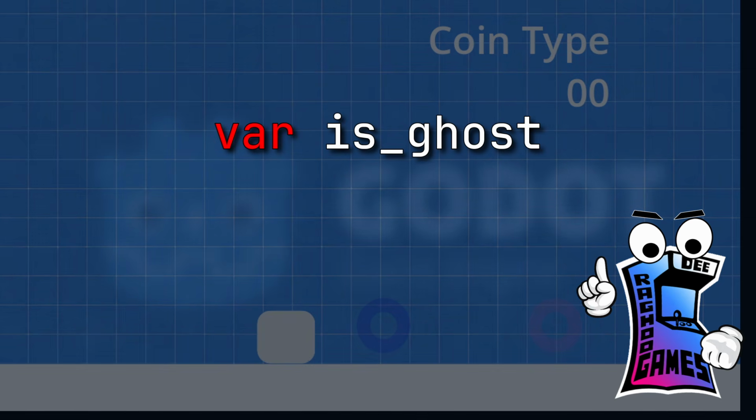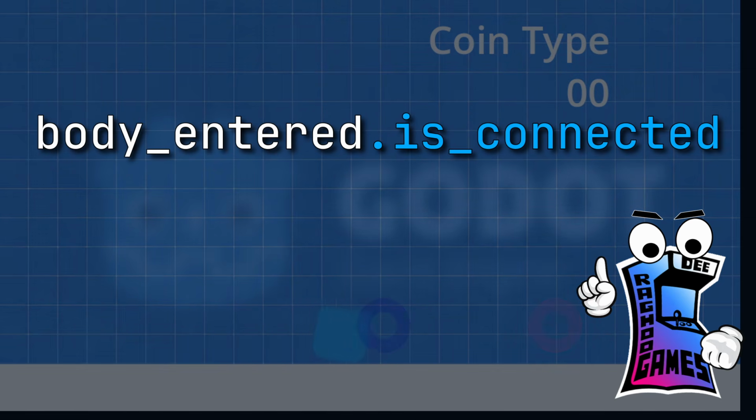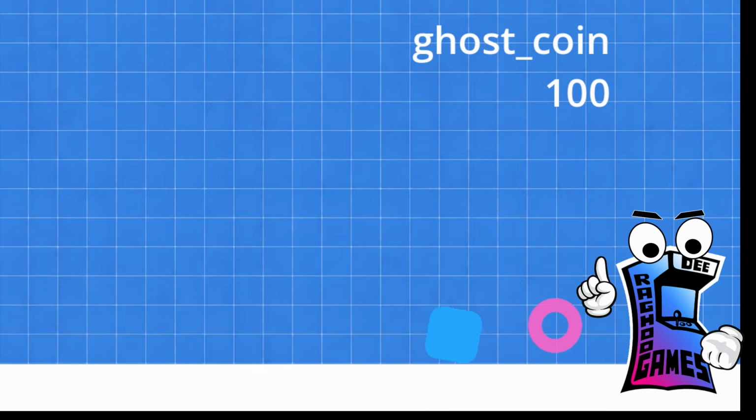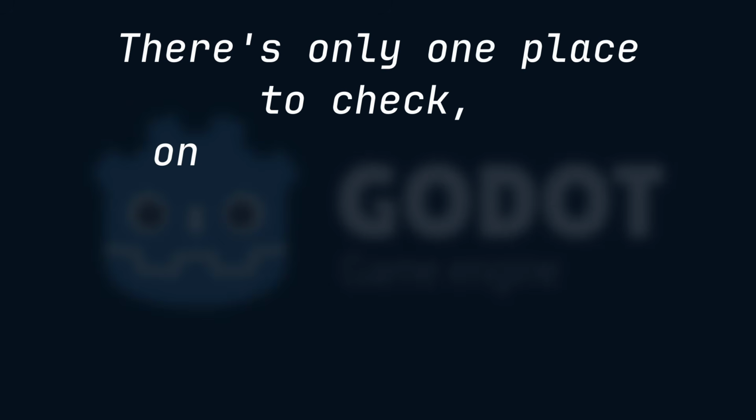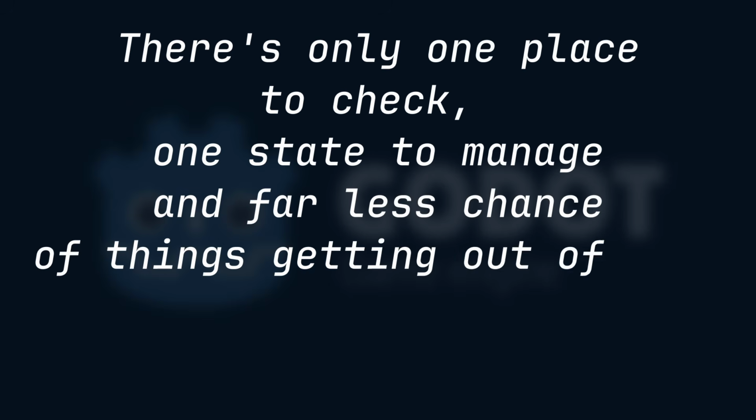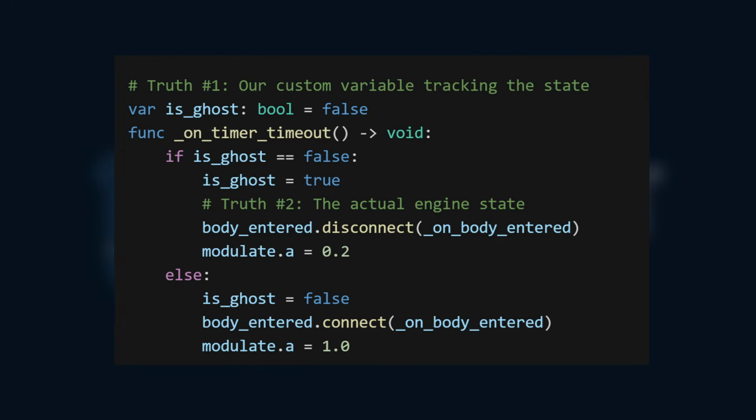Instead of storing the coin state in a separate variable, we're using the signal connection itself as the source of truth. If the signal is connected, the coin can be collected. If the signal is disconnected, it can't. There's only one place to check, one state to manage, and far less chance of things getting out of sync. Let's see what that looks like in practice with the ghost coin example.